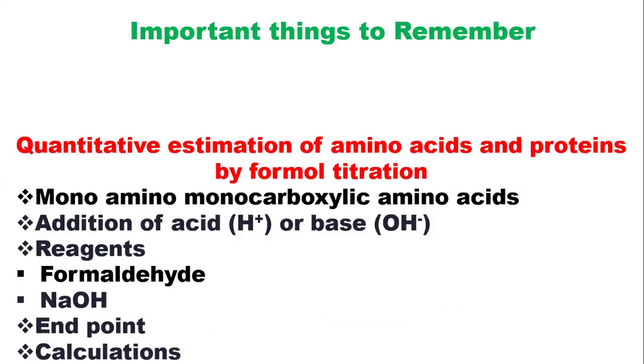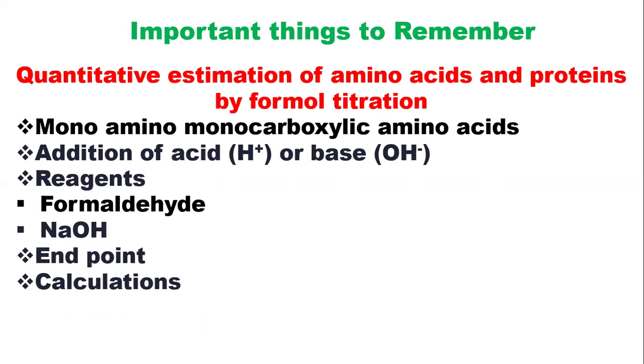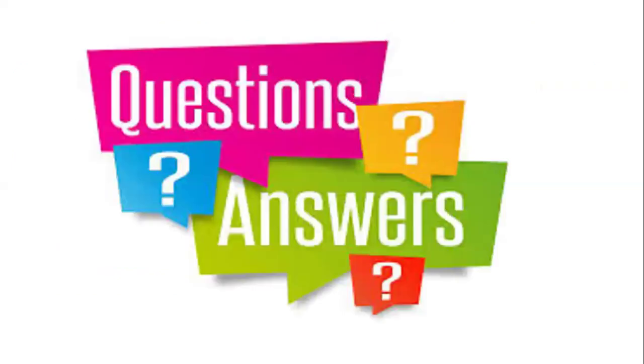So, under quantitative estimation of amino acid and proteins by formol titration, you should understand what a monoamino monocarboxylic amino acid is, and also what happens if an acid is added to the amino acid solution, or a base is added to the amino acid solution. What are the reagents involved, what is the endpoint, and what are the calculations that are involved? So let's quickly look at some few questions and answers.